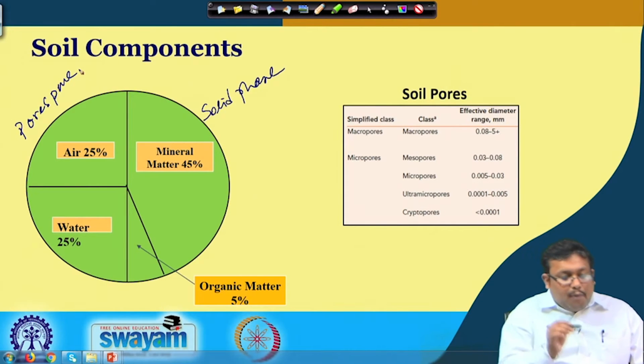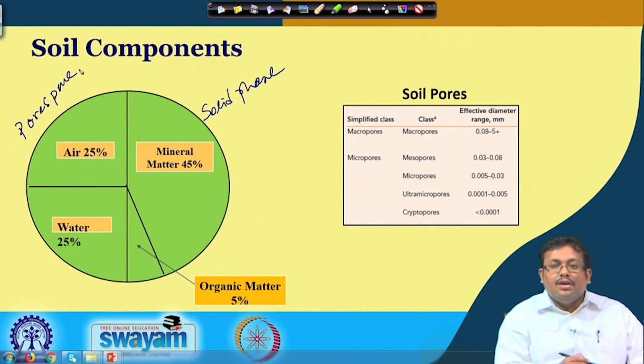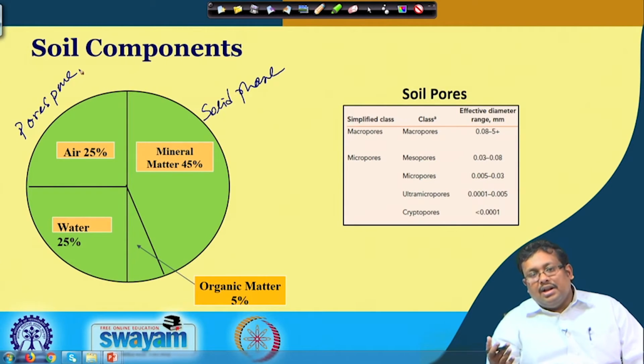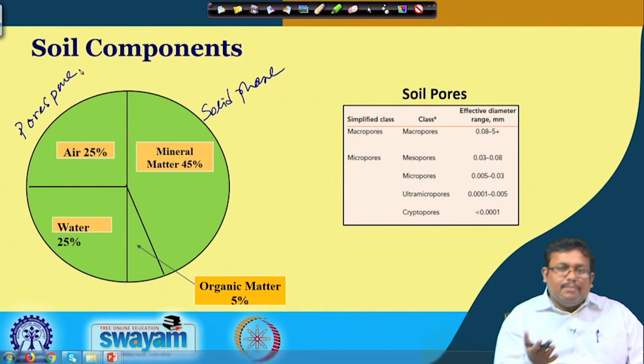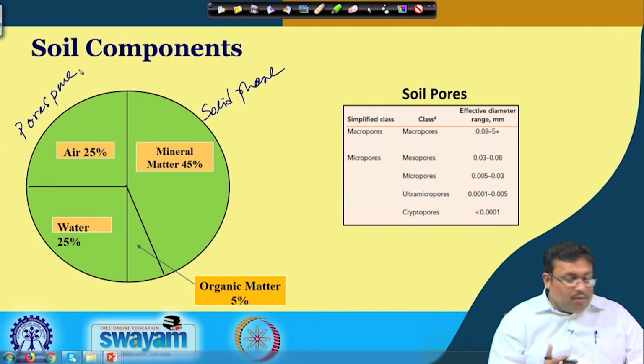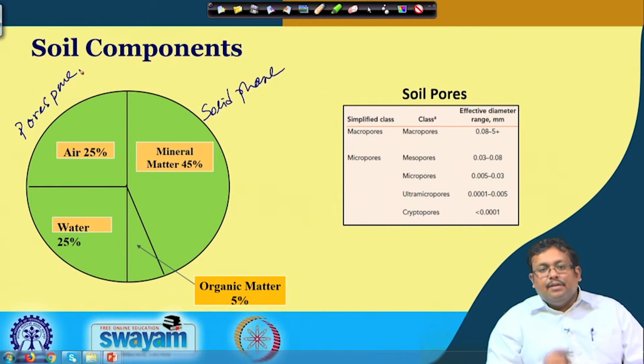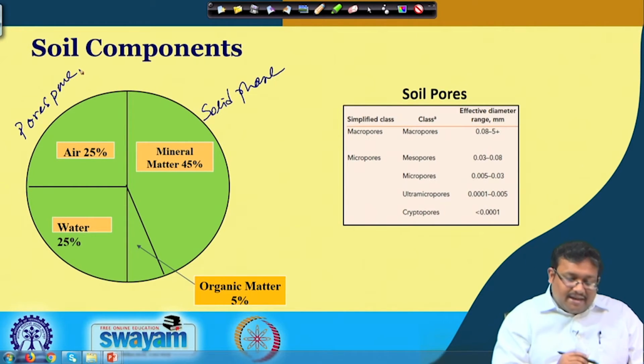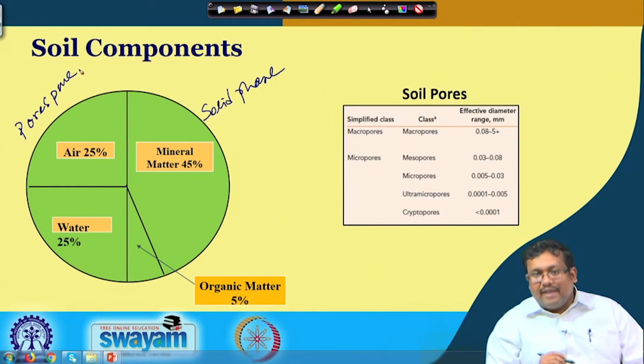Now, this pore space is shared by air and water. So, in a biologically healthy soil, there is approximately 25% of air and 25% of water residing in this pore space. And the solid phase is basically composed of mineral matter as well as organic fractions.